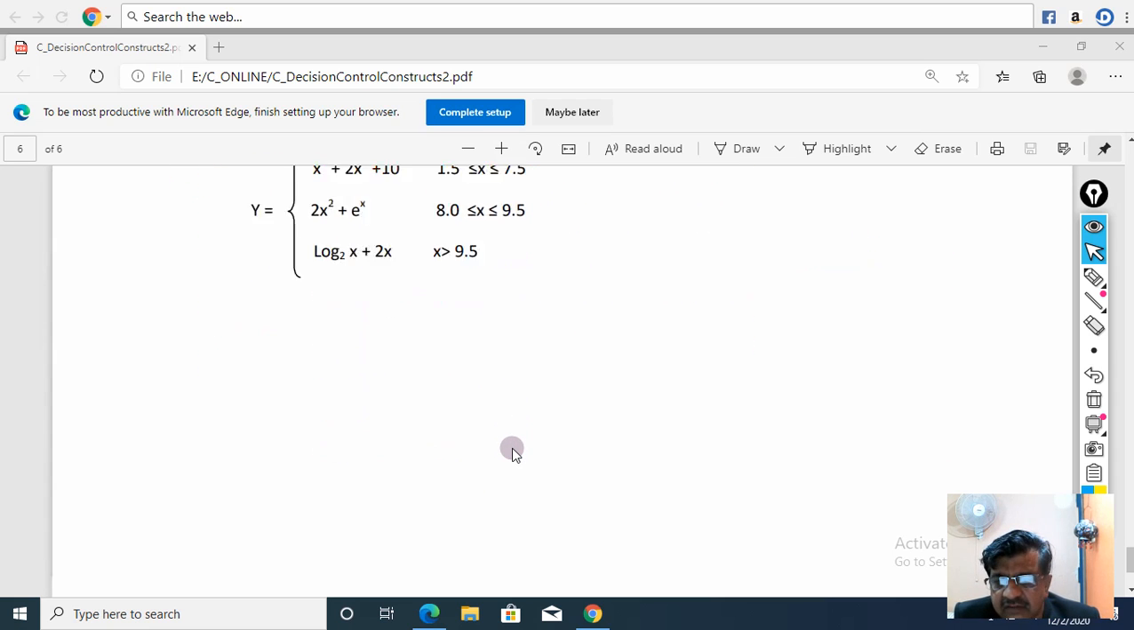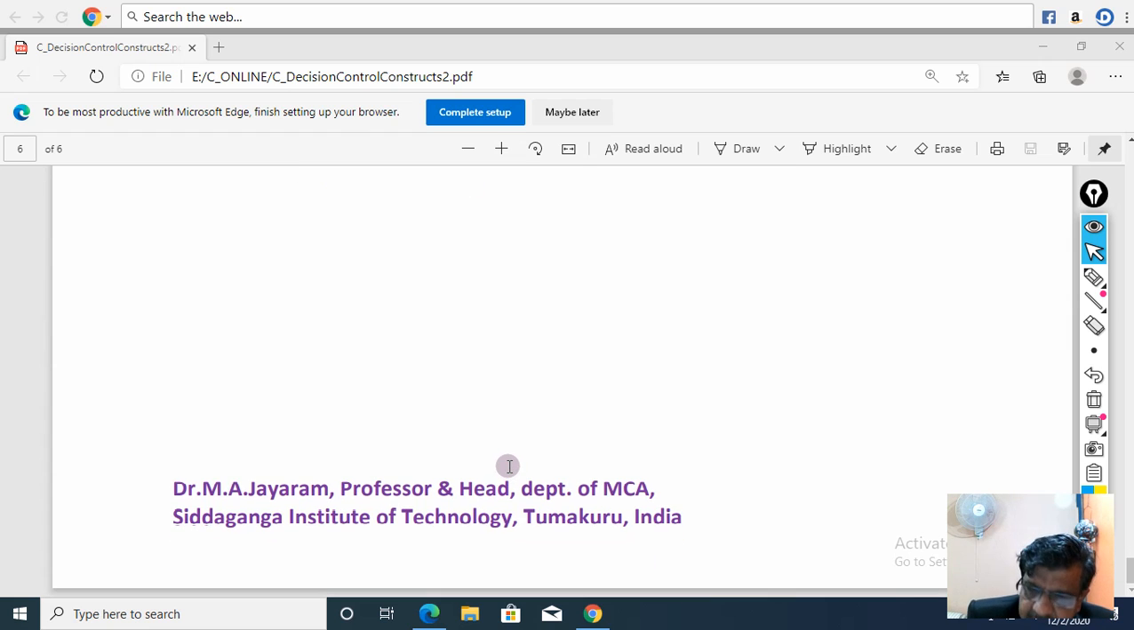So with this I think we have come to a respectable position as far as the use of multi-directional decision control constructs is concerned. In the next session we will talk about the switch case construct as well as ternary operators, and then we will take up one or two application related programs, and we will elaborate on that and close decision control constructs.